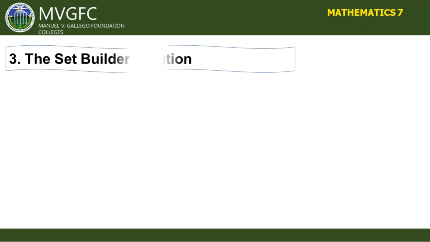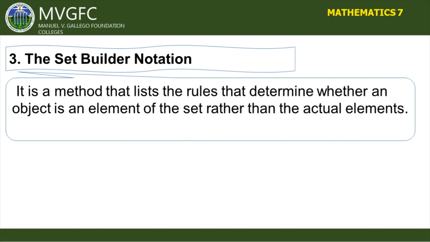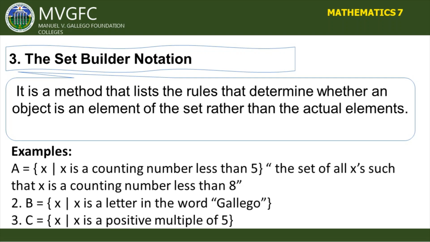Lastly, we have the set builder notation. The set builder notation is a method that lists the rules that determine whether an object is an element of the set rather than the actual elements. So for example, we have here the set of all x such that x is a counting number less than 8. Okay, that's why earlier we have the 1 up to 7.